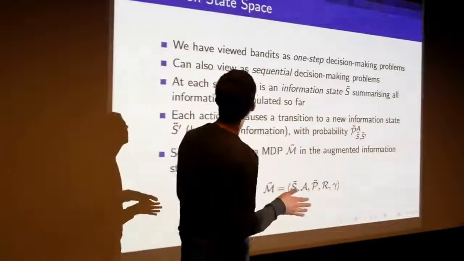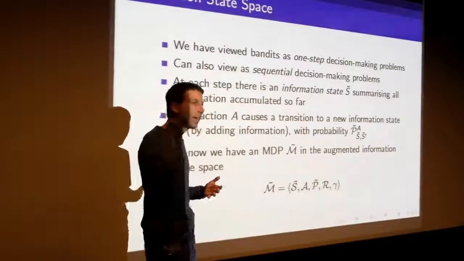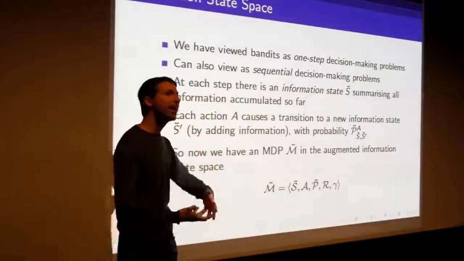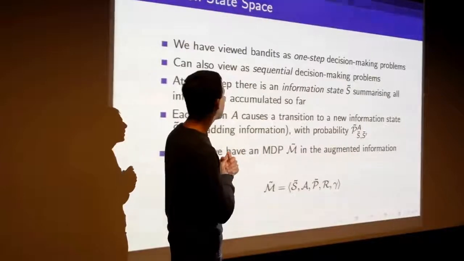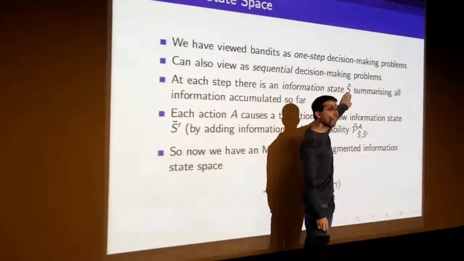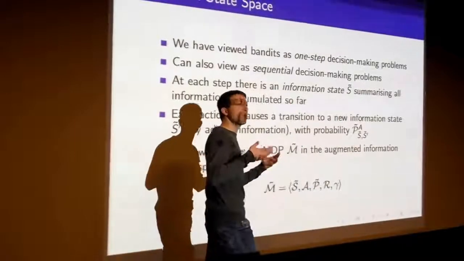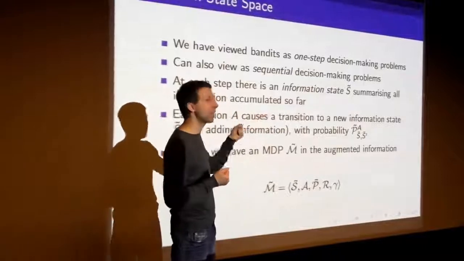The way we can do this is to think of an information state space. We're going to transform our bandit problem back into an MDP, into a sequential decision-making problem. The way we're going to do this is to think about an information state, this S tilde here. It's what we know so far. This is a summary of all the information we've accumulated so far.